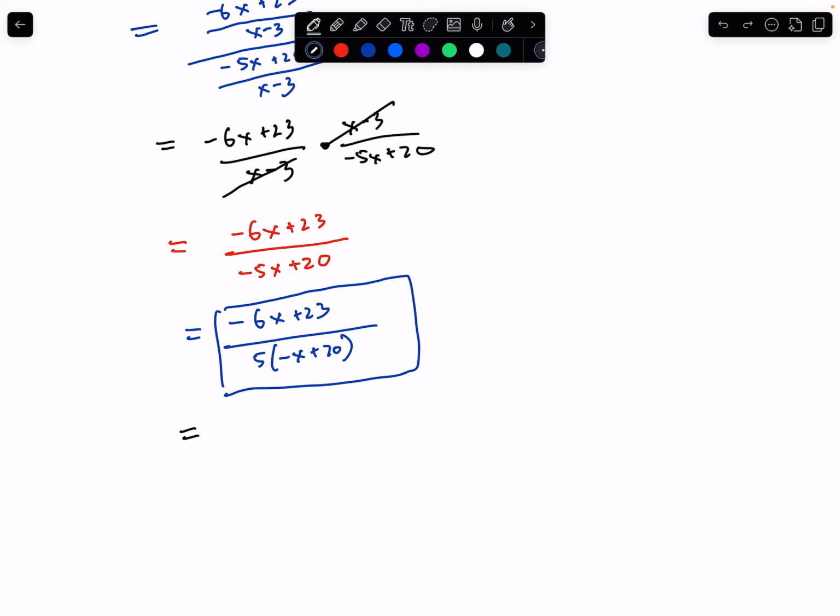Well, since you have a negative over negative, those are both negative, you can actually just multiply the whole thing by negative 1 over negative 1. Just to flip the signs of everything. This is an optional step to me. But that's going to change this to a positive, right? It's going to be positive 6x minus 23 instead. The bottom, you can keep that 5. This minus will change to a positive x. This will change to a minus 20.